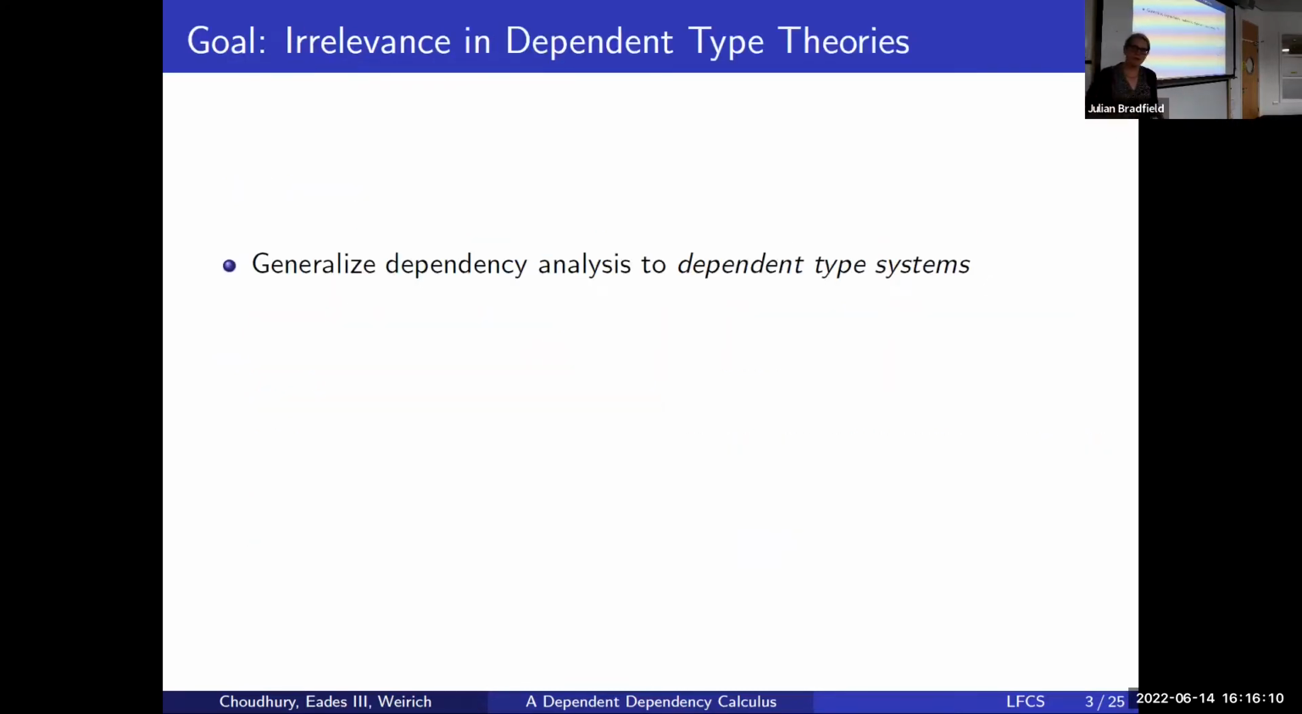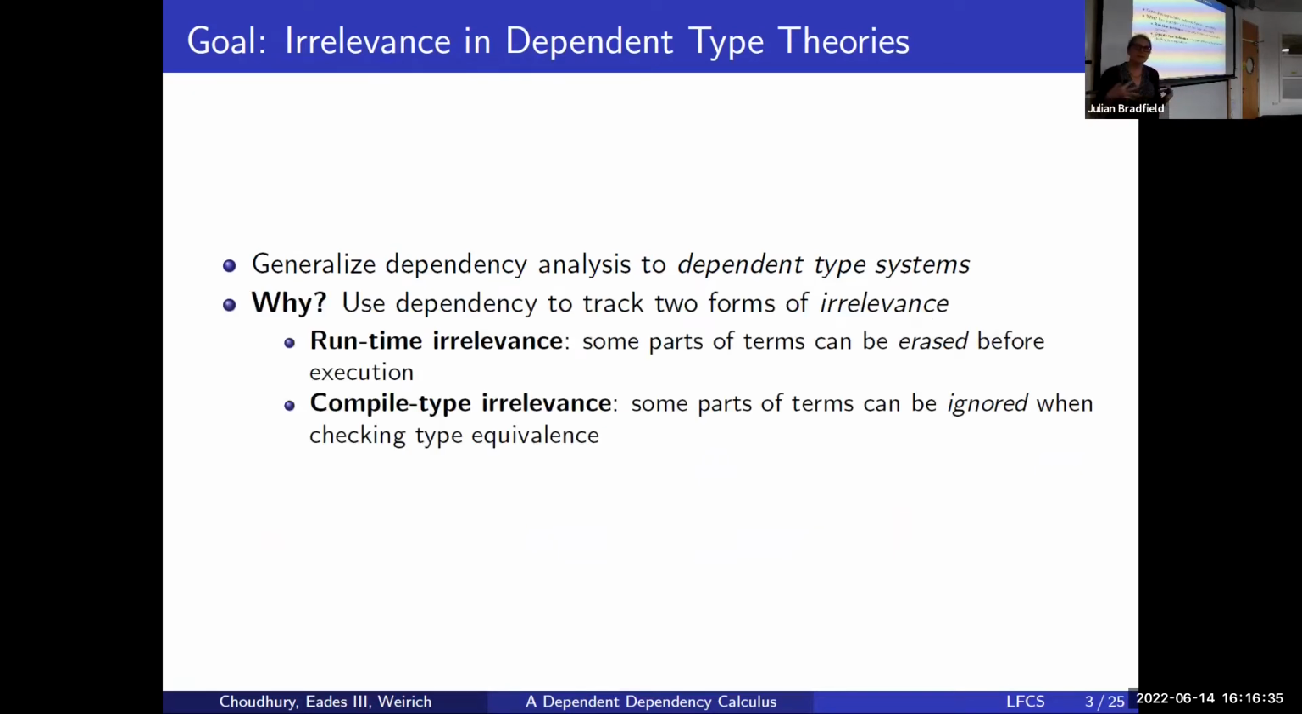So what I'm trying to do in this work is, we have a pretty good understanding of how dependency works in simple type systems, but there are not a lot of examples of dependent types that also include this kind of dependency tracking. So I want to take that idea and put it in a dependent type system. The reason I want to do that is to use that kind of dependency to explain the phenomenon known as irrelevance in dependent types.